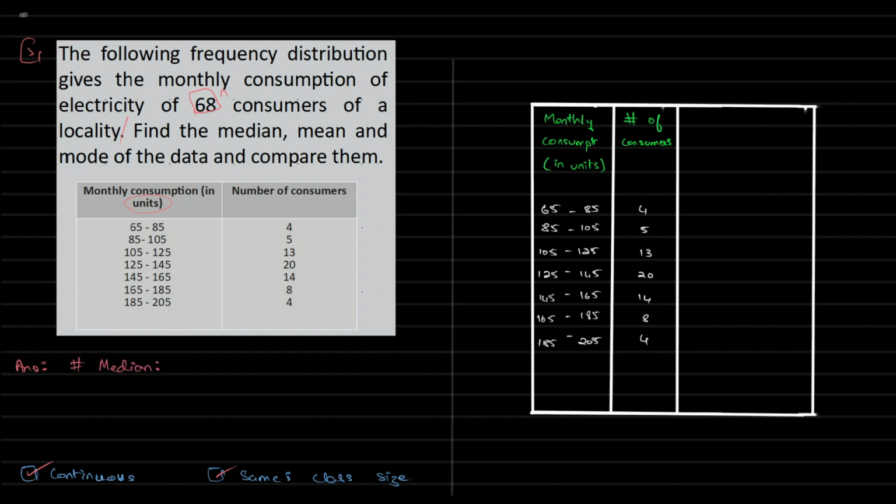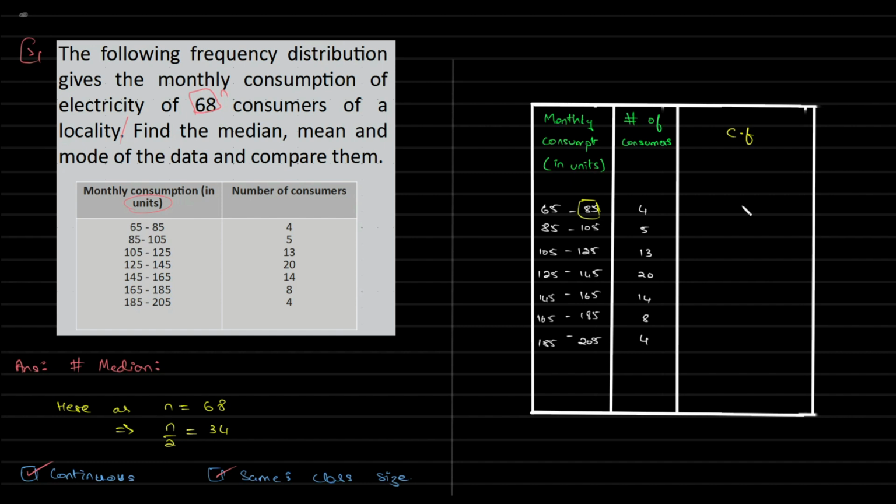We know the formula. We just have to find the median class. It's quite simple. Here, n is equal to 68, therefore n by 2 is equal to 34. So we're looking for the 34th consumer. We'll start with the cumulative frequency, using less than cumulative frequency.